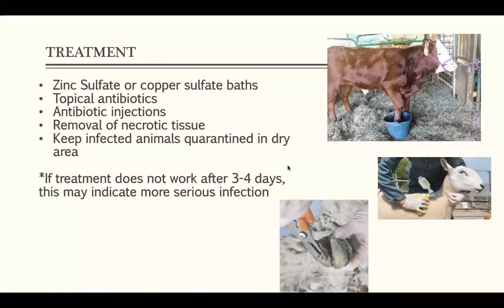So in the event the animal does get foot rot, you can start or continue those zinc sulfate or copper sulfate baths to dry out the tissue. You can do topical antibiotics or antibiotic injections, removal of any necrotic tissue to prevent secondary infections, and keep the infected animals quarantined in a dry area. Treatment should work rather quickly.